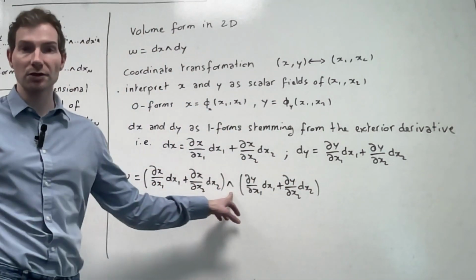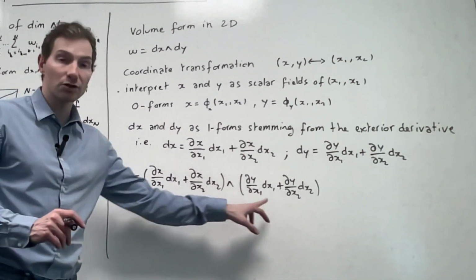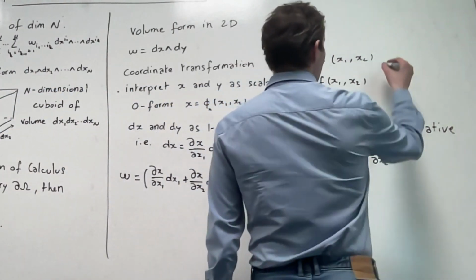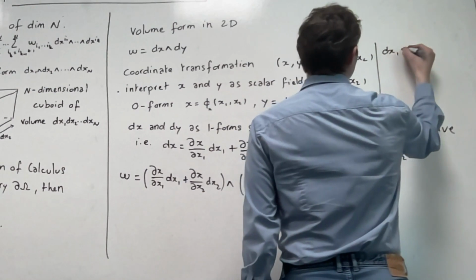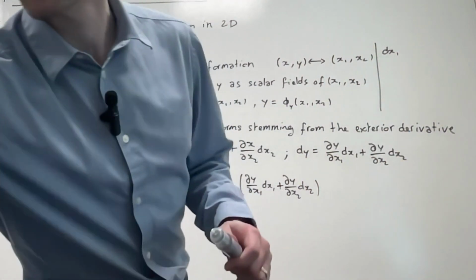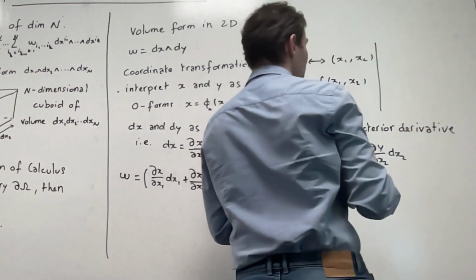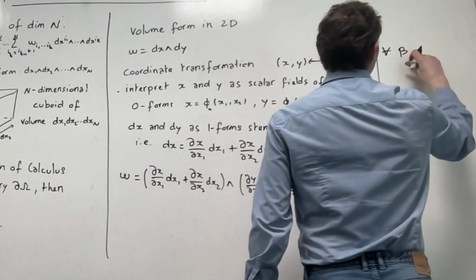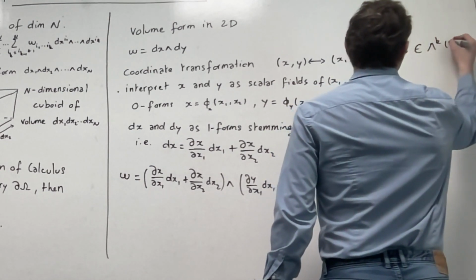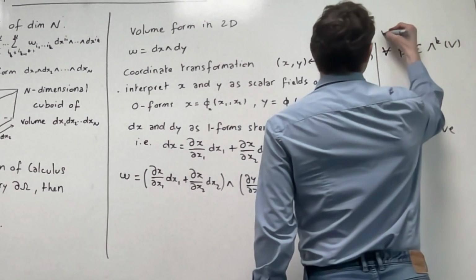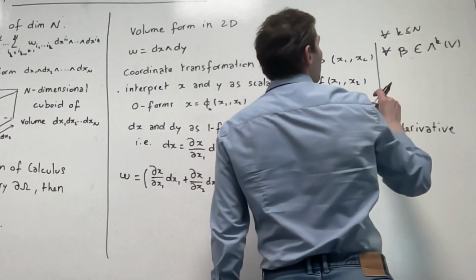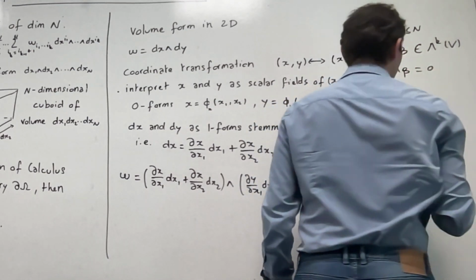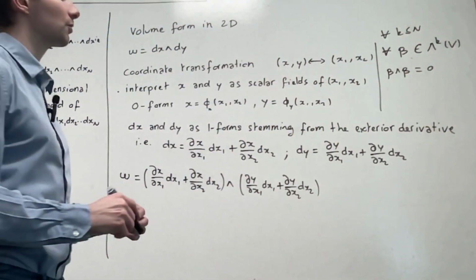So then I need to remember that this is a product, so therefore I can distribute all of these terms. And I need to keep in mind, that's what I'm going to say somewhere here, that for any form beta, for any beta in lambda k of V, and in fact for any degree k, so for any k that is less than n, we've got that beta wedge itself is equal to 0. Regardless of the degree we talk about.